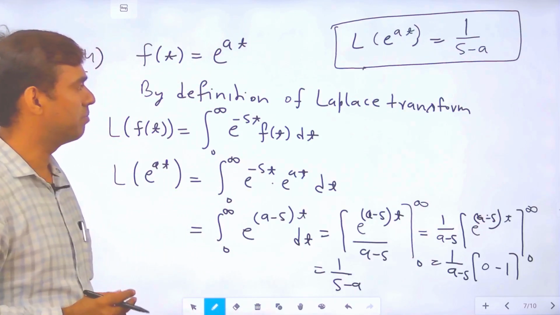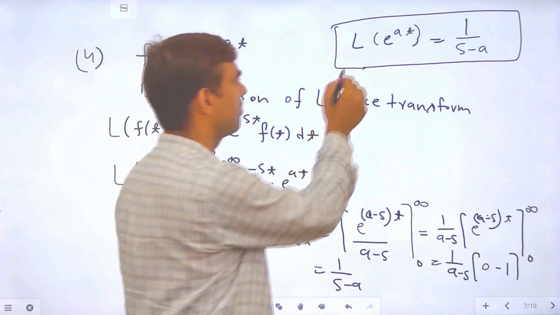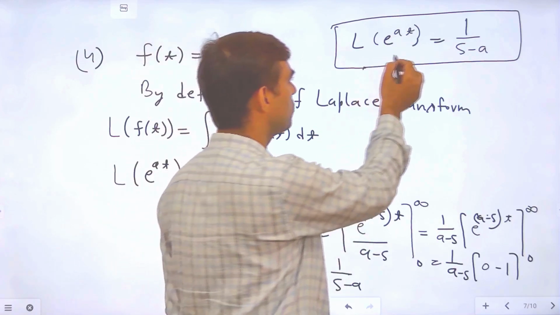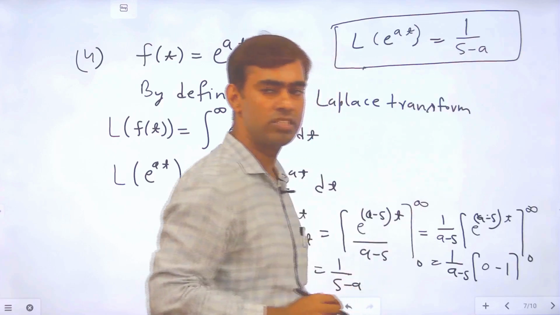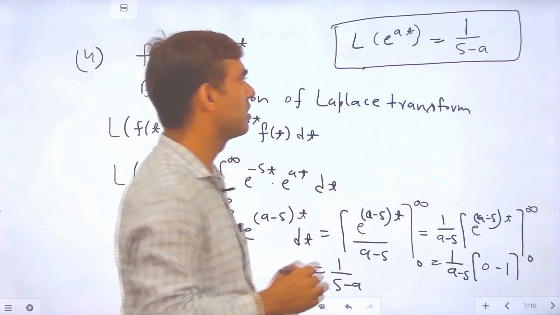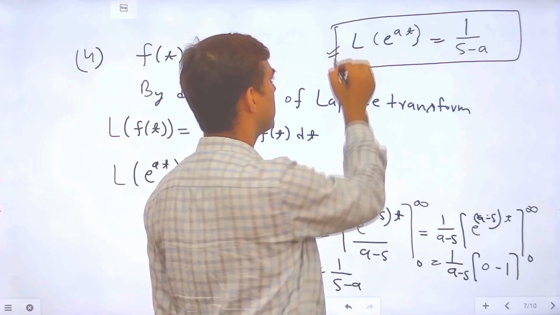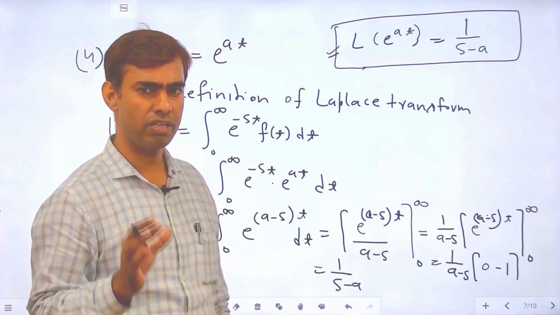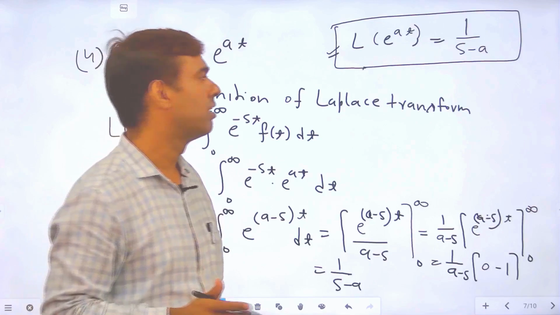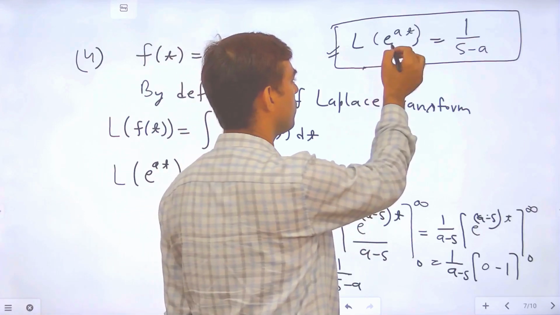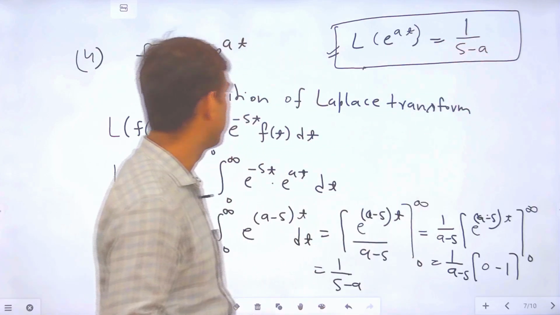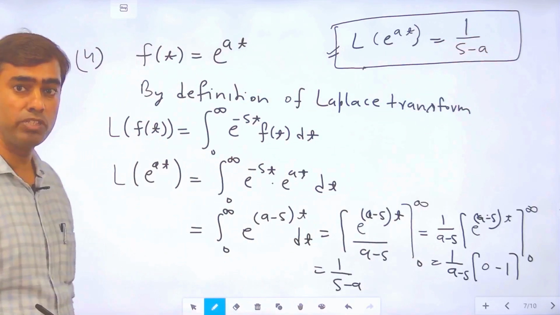So directly, if we try to find the Laplace transform of e to the power 2t, it is 1 upon s minus 2. So we may use this result as a formula. The Laplace transform of all the elementary functions is treated as a formula. So to find the Laplace transform of e to the power 3t, this becomes 1 upon s minus 3. This is the Laplace transform of e to the power at.